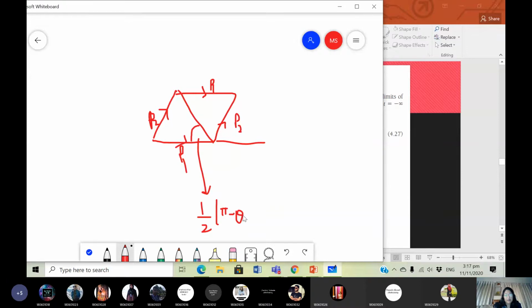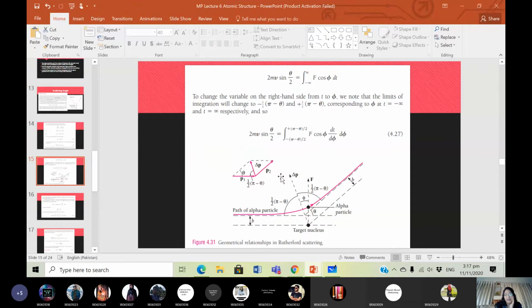Pi minus theta, okay? And this angle, because it's equal to this angle, right? And we said that this angle is theta. So this angle will also be theta. Is that making sense? Because we said that the scattering angle is theta, so therefore this angle is also theta. So now if we understand this triangle and this diagram, we can apply the law of sines.